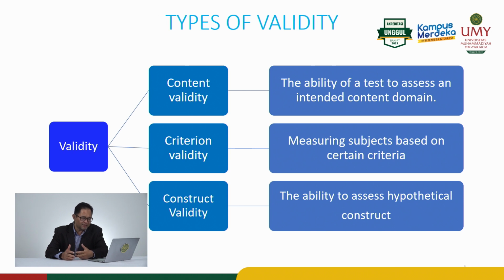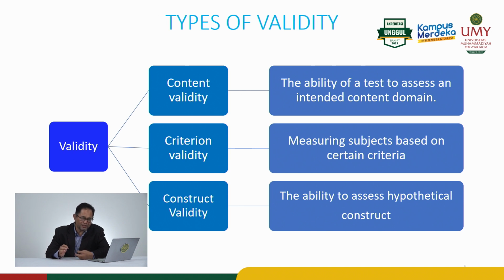Content validity refers to the ability of a test to assess the intended content domain. Again, for instance, if you have an instrument to test grammar, the content should be testing grammar. What I have shown you just now, number one, has content validity. Number two does not have content validity because it is not assessing the content domain that is being assessed.